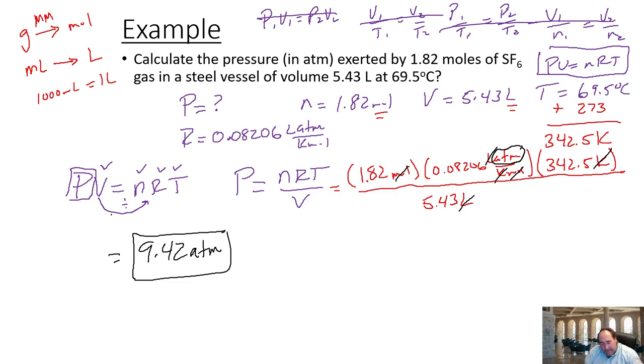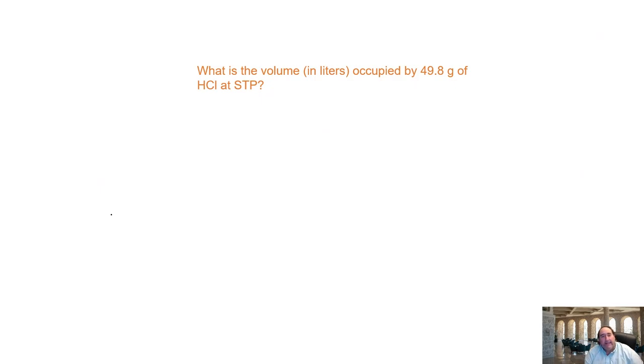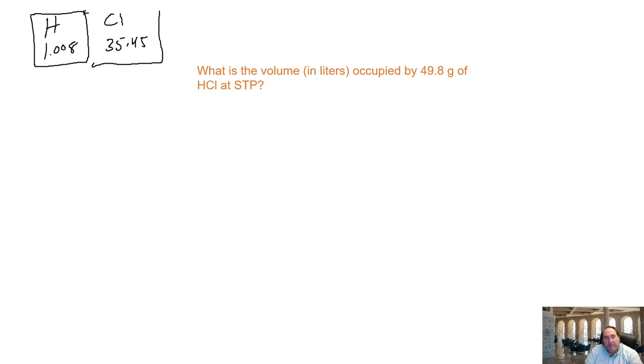All right, let's take a look at another one here. What is the volume in liters occupied by 49.8 grams of HCl at STP? So let me give you some numbers that might be helpful. Hydrogen, once again, from the periodic table, 1.008. And our friend chlorine, a little 35.45 action.